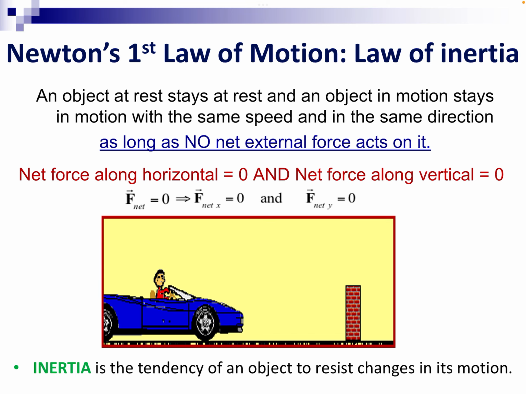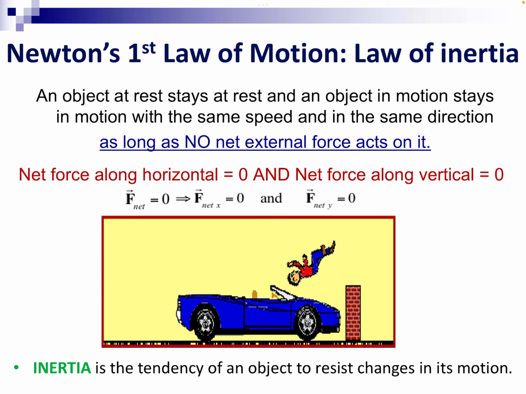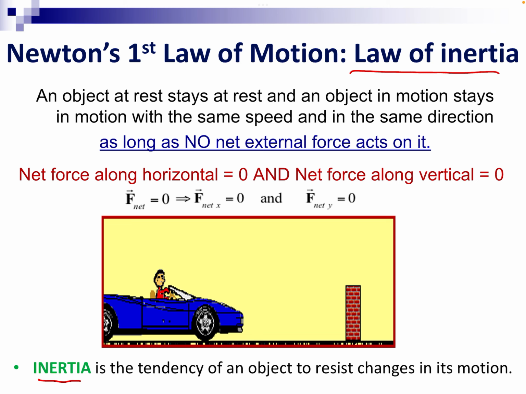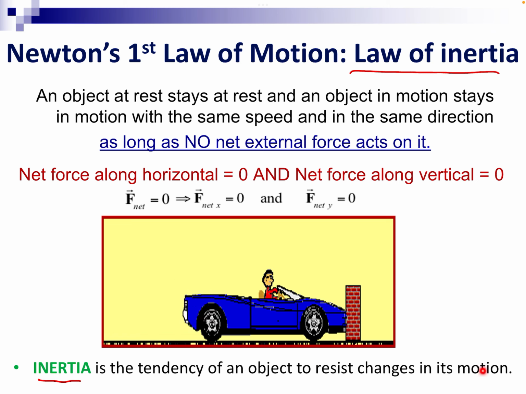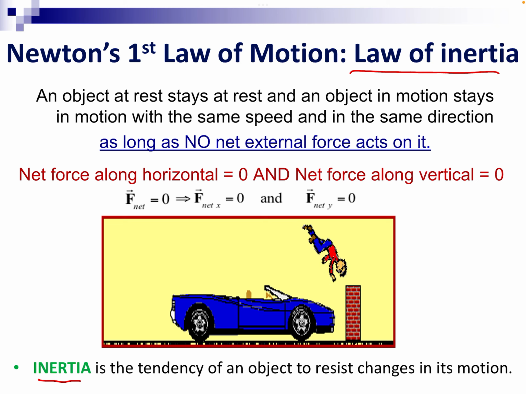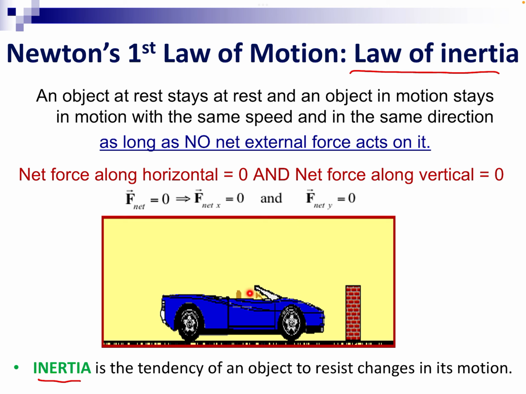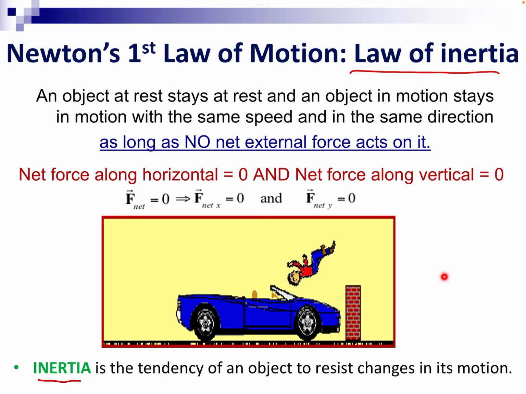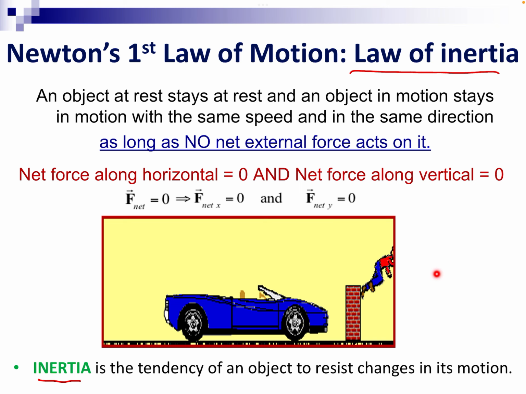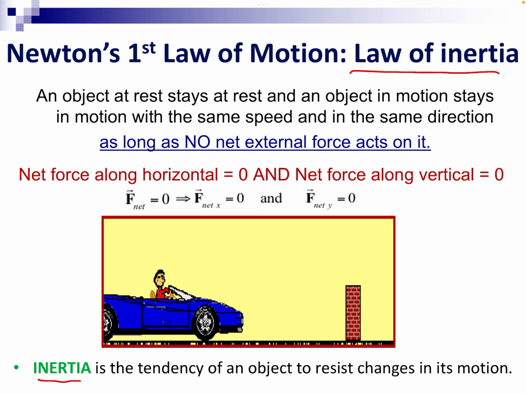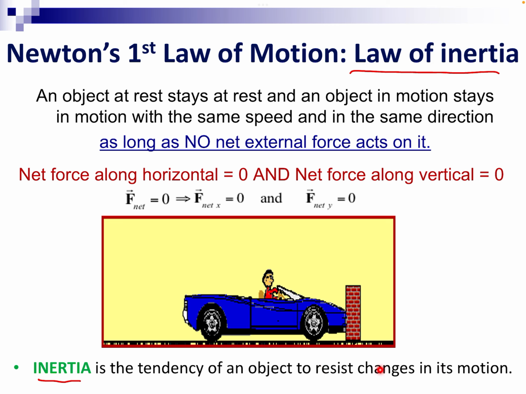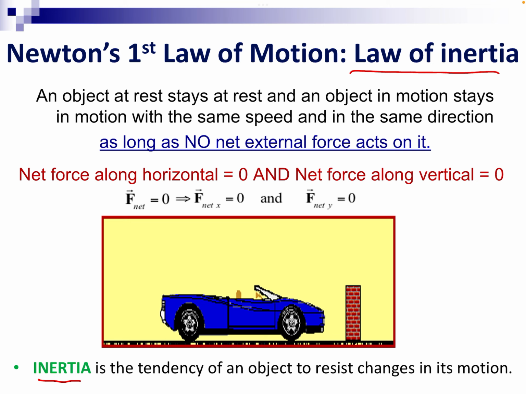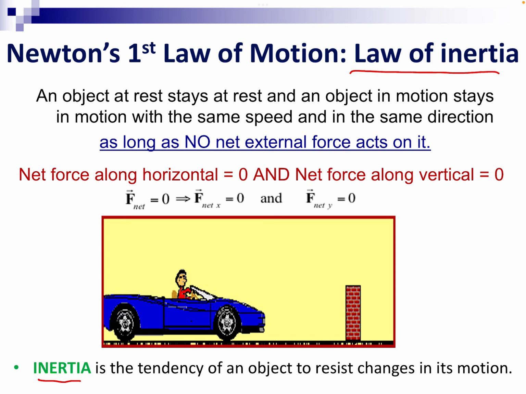And that's why the first law of motion is also called the law of inertia, because inertia is defined as the tendency of an object to resist changes in its motion. Right? So as illustrated here, the person will keep moving to the right with the same speed and of course the same direction, because it will resist the change in its motion. And especially if there's no external force acting on this person, it will just continue to move along.